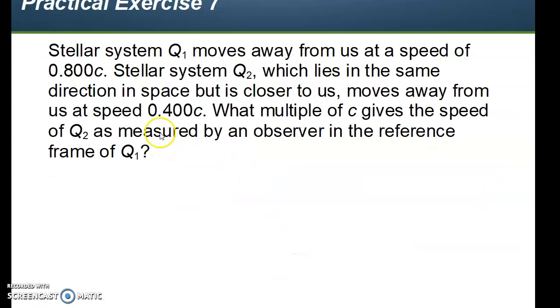So the stellar system Q1 moves away from us at a speed of 0.8 times the speed of light. Stellar system Q2, which lies in the same direction but is closer to us, moves away from us at a speed of 0.4 times the speed of light. What multiple of c gives the speed of Q2 as measured from an observer in the reference frame Q1?